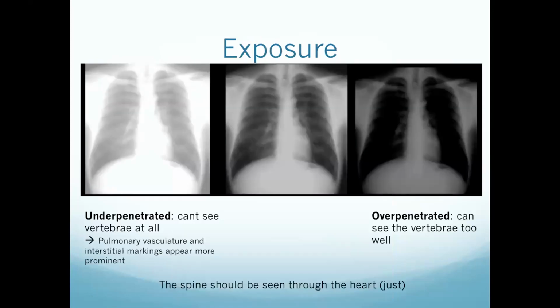And then exposure, just seeing how well penetrated the image is. If it's under penetrated, so I'll start with the normal one, it's not a very good image, but with perfect penetration, you just want to be able to see the spine behind the heart, only just though. If it's under penetrated, you can't see it at all. The problem with these images is that the pulmonary vasculature and the interstitial markings appear a lot more prominent than they actually are. So it might make you think they've got some pulmonary edema or something like that going on, when in fact it's just under penetrated.